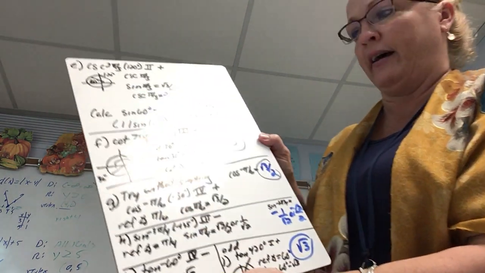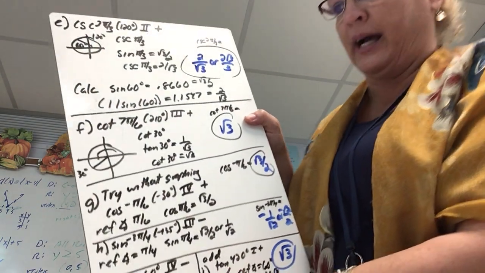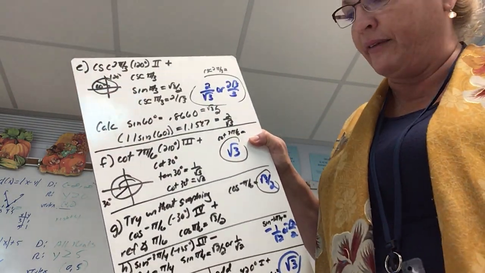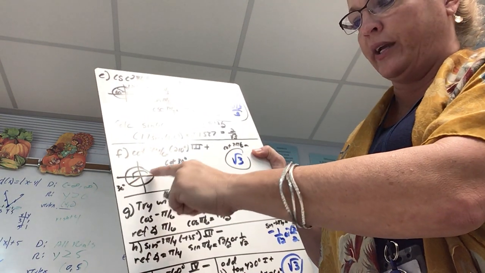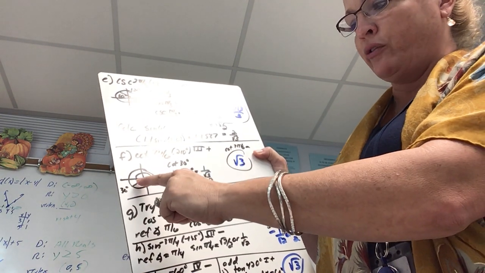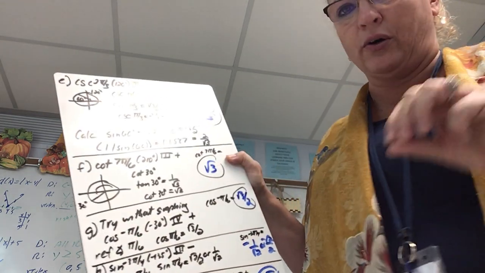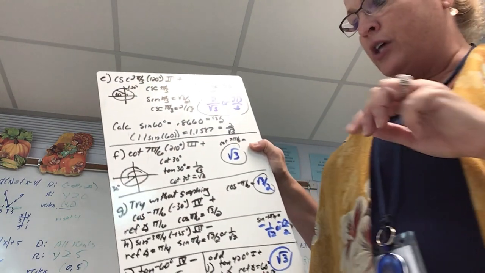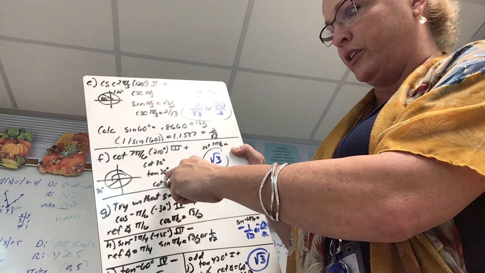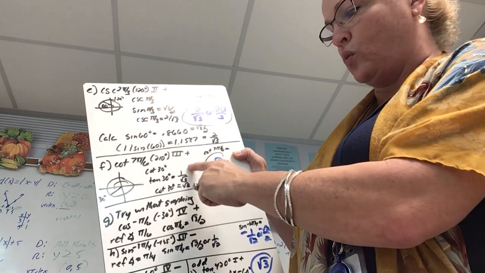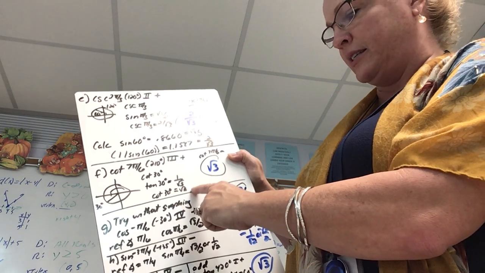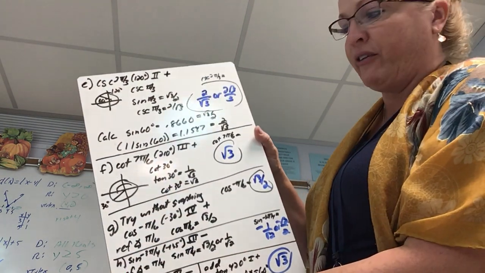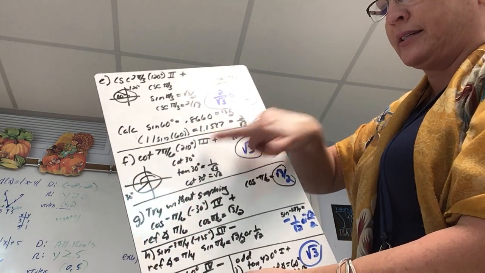Okay, let's take a look at F. Cotangent of 7 pi over 6. First of all, 7 pi over 6 is 210 degrees. That is in quadrant 3. So if I graph that, I get 30 degrees. All right, I don't know cotangent that well, but I know tangent. So I'm going to take the tangent of 30 degrees. The tangent of 30 degrees is 1 over square root of 3. So therefore, the cotangent of 30 degrees is its reciprocal, square root of 3. And I forgot to mention cotangent and tangent are positive in quadrant 3.